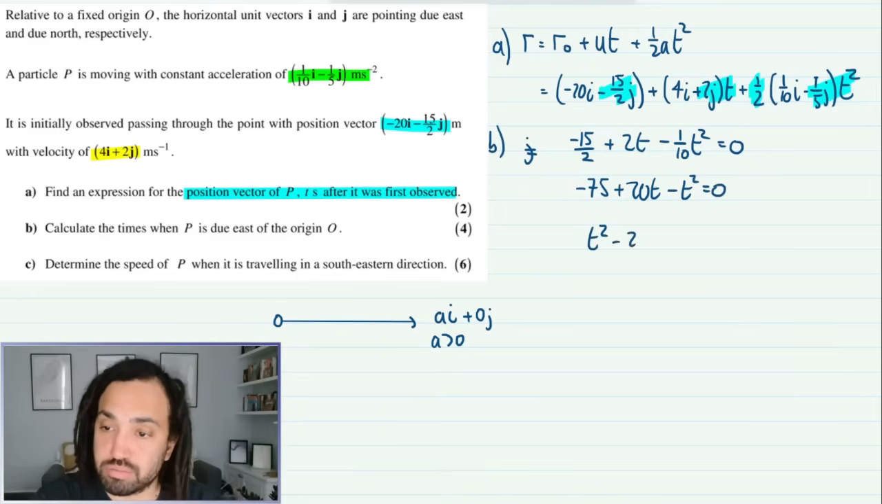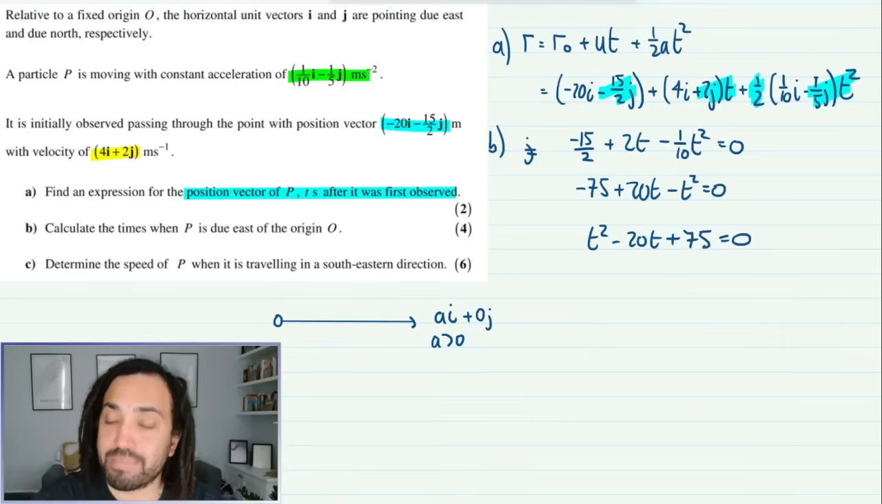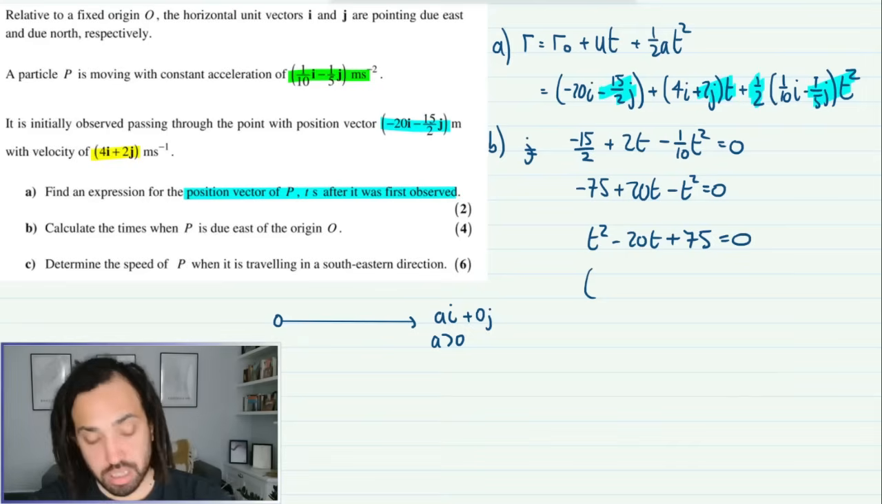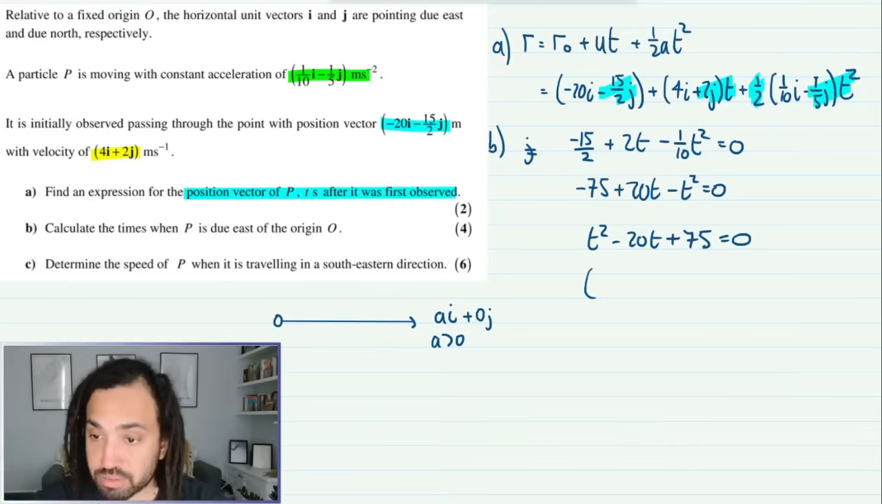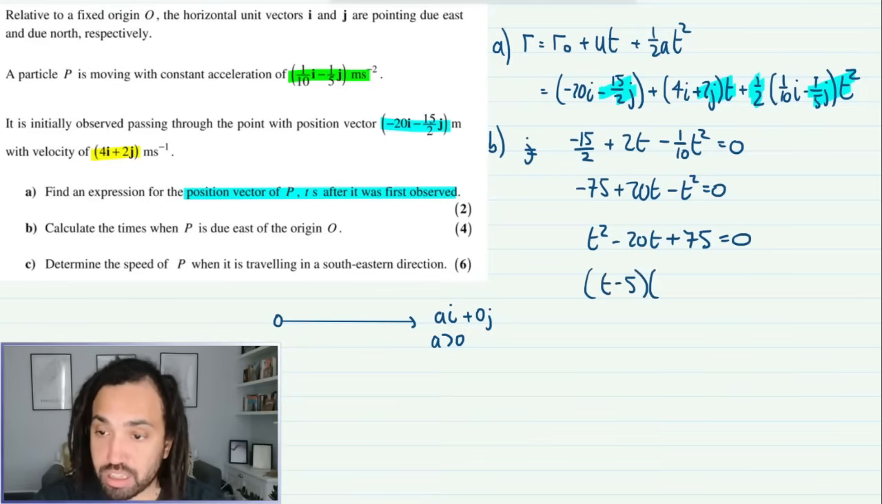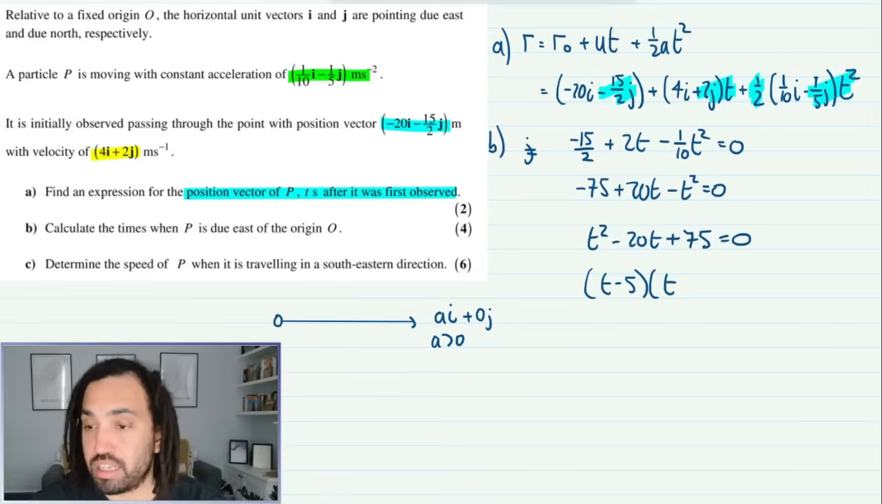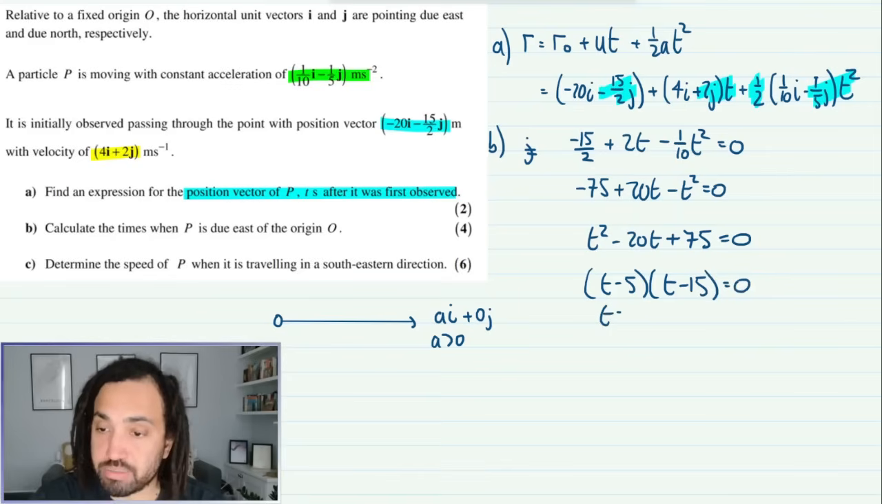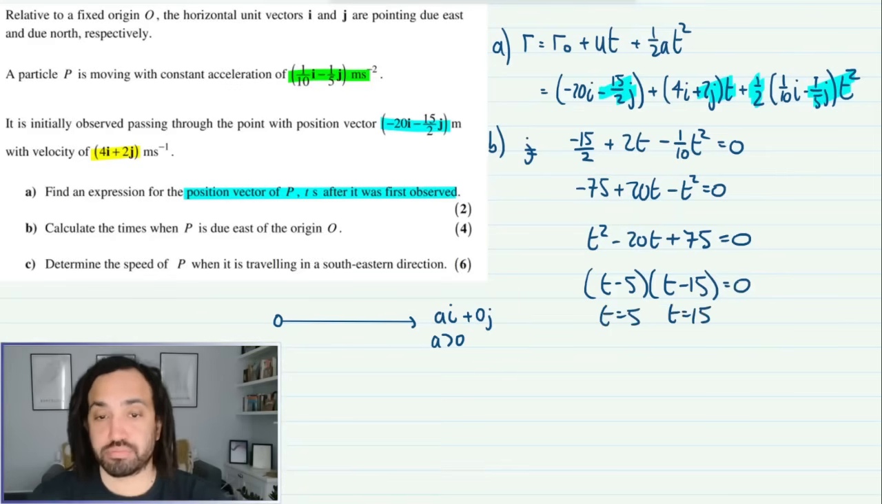Rearrange that like so, and then we can factorize that. And what does that give us? That gives us t minus 5 and t minus 15. Okay, great. So that gives me t is equal to 5 and t is equal to 15.